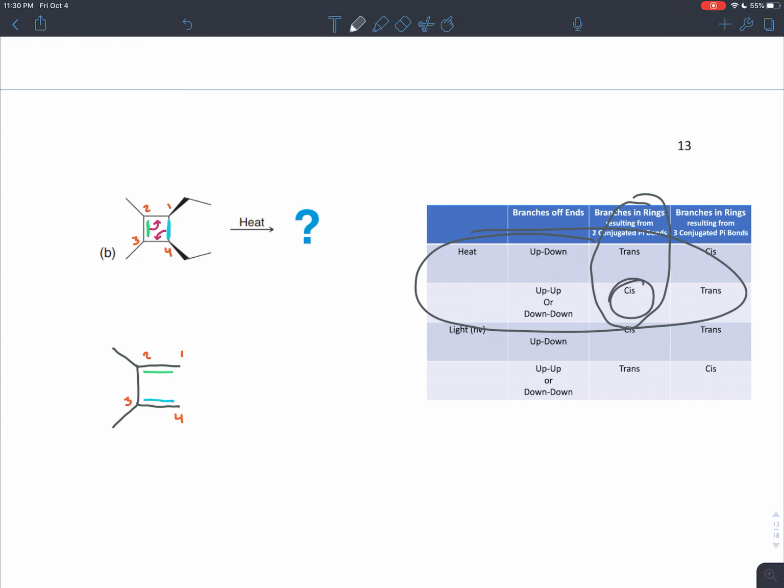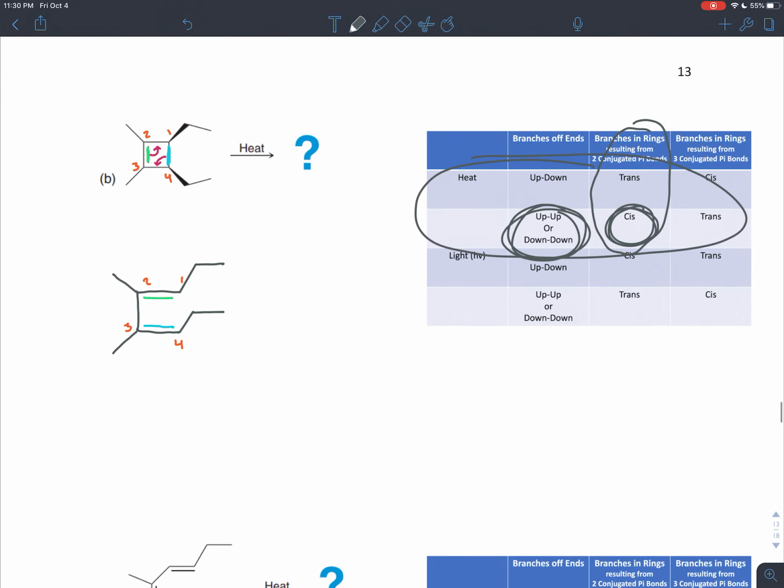the 2 branches are cis, and that only happens if they were both going up or both going down in the original molecule. So here I'm going to put them going up. The top one, that's an ethyl group going up, and the bottom one would also need to be an ethyl group going up. I could have drawn both of those going down too.